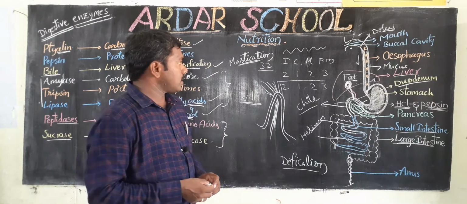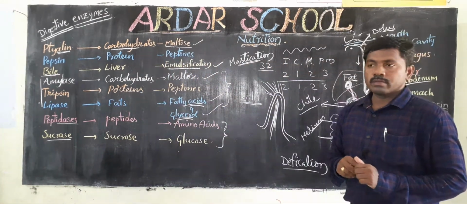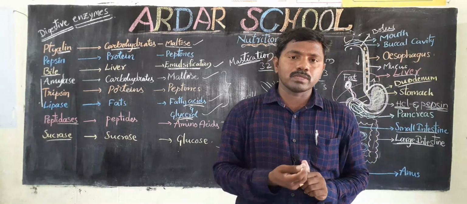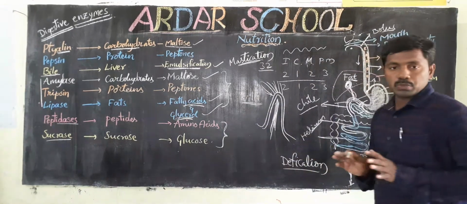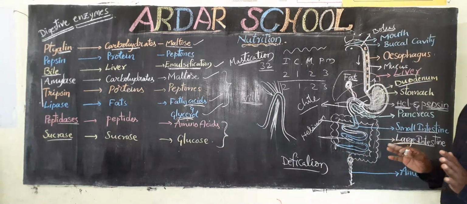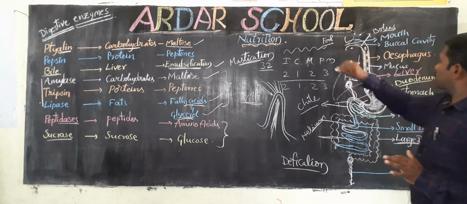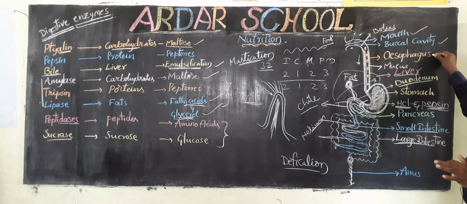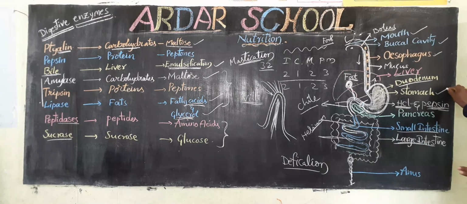Okay, children, this is the human digestive system. So here one flow chart is there. In the view of examination, most probably a 2-mark question is given, so draw the flow chart of the human digestive system. Just observe, children: first food, next mouth, buccal cavity, next esophagus, next stomach, next duodenum.